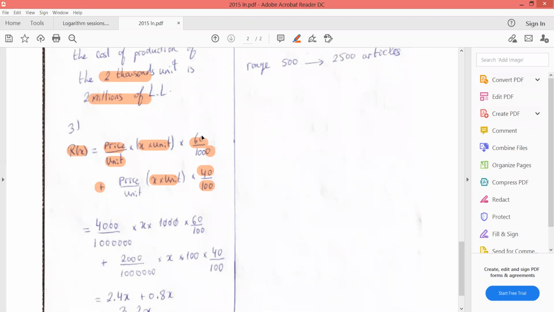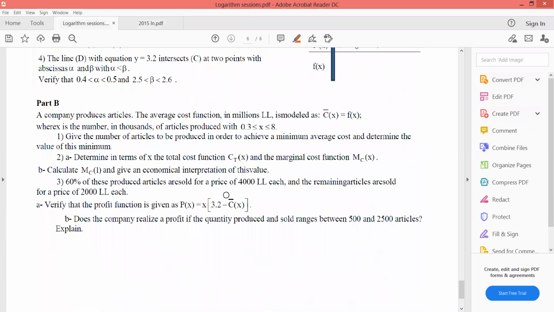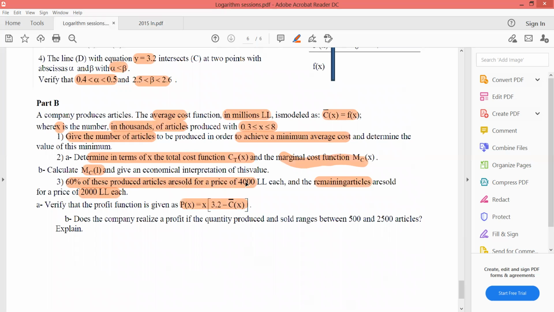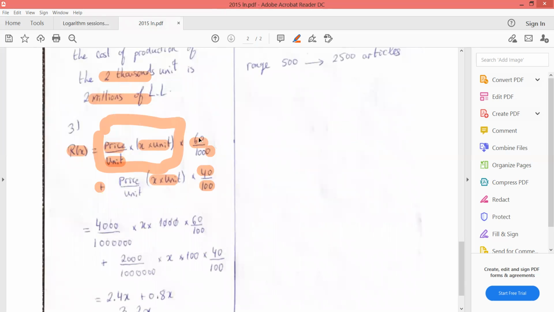Pay attention. Revenue, this is the rule: price over unit times x times unit. Here we have two prices. The first part we sell for 4,000 and the remaining we sell for 2,000. This is why I put here 60% plus 40%.